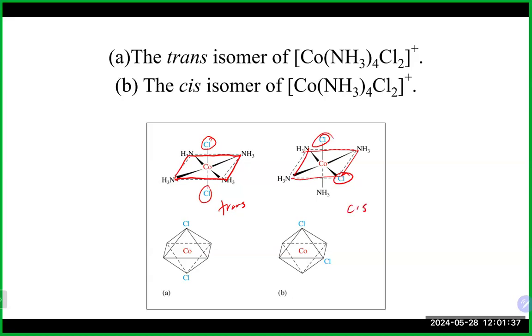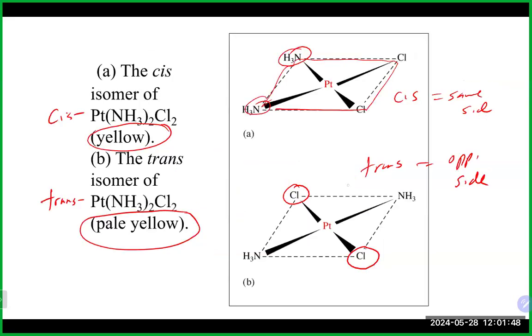Once again, they're both the exact same formula. They both have the exact same coordination number of 6 in this case, as opposed to our square planar here where the coordination number would be 4 in this particular case, right?